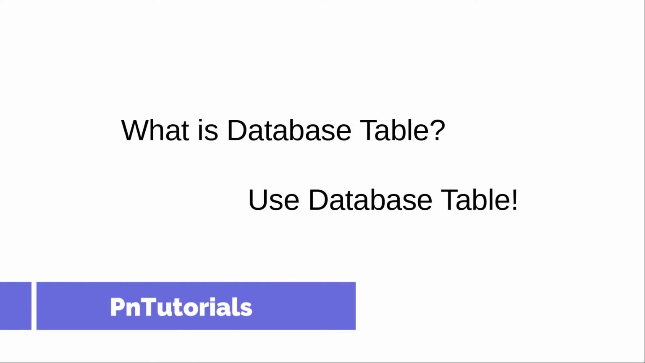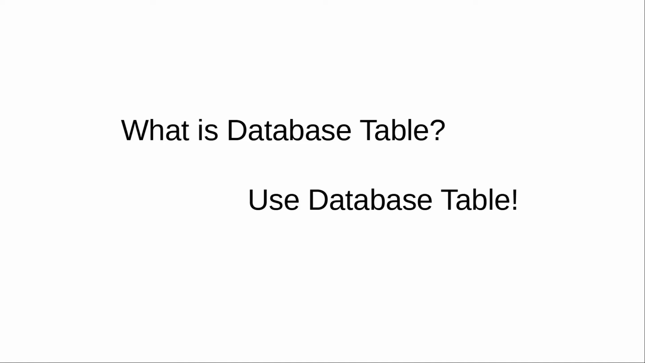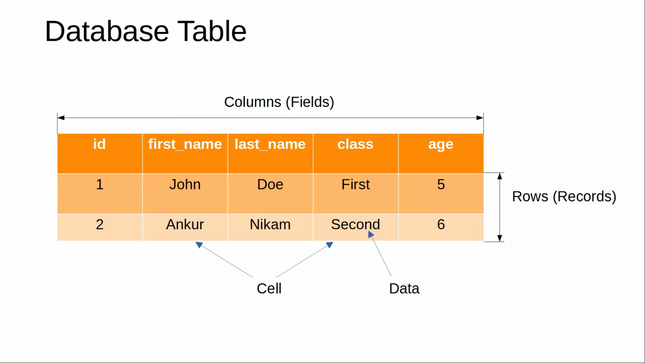In this video, we will learn what a database table is and how you can create and use a database table. A database table is used to store data. It is a systematic structure of columns and rows. The vertical structures are columns or fields and data rows or records are horizontal. Each column represents the property of an item while each row is an item.